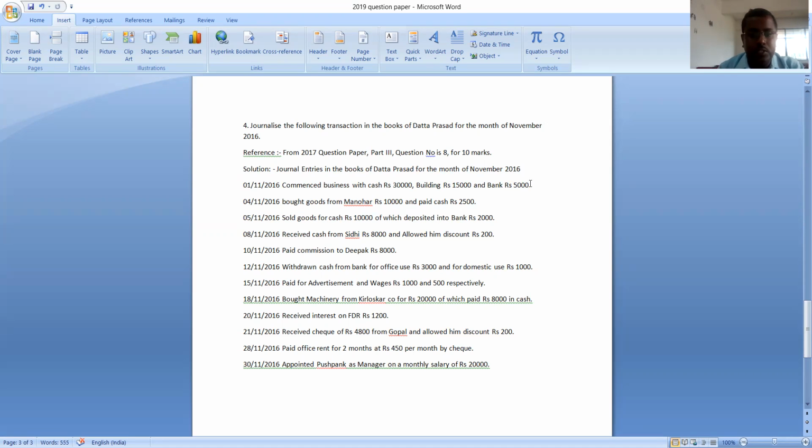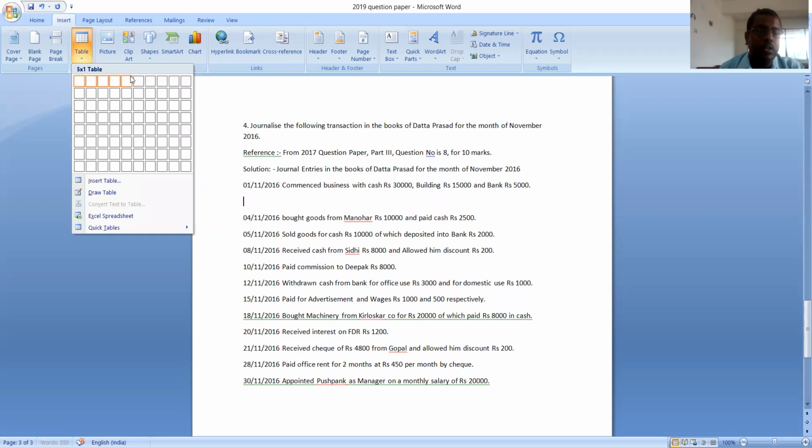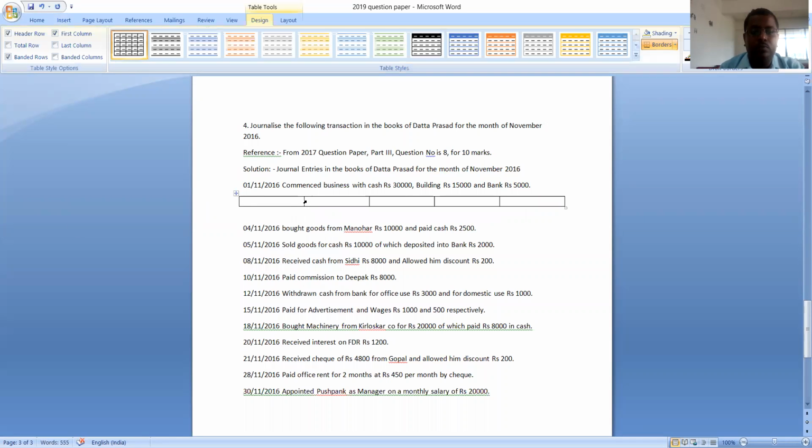As we all know, what is the format of journal? In journal, totally how many columns will come? Five columns will come. The first column is meant for recording the date. Then the second column is meant for particulars, the third column is meant for ledger folio, the fourth column is meant for debit rupees, and the fifth column is meant for credit rupees.